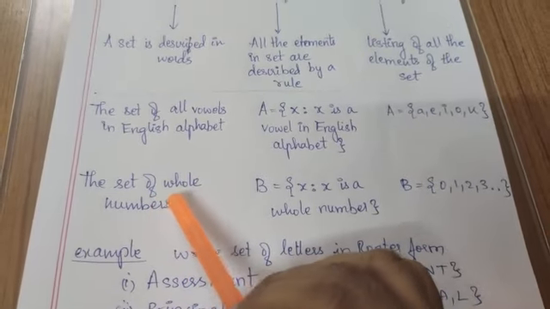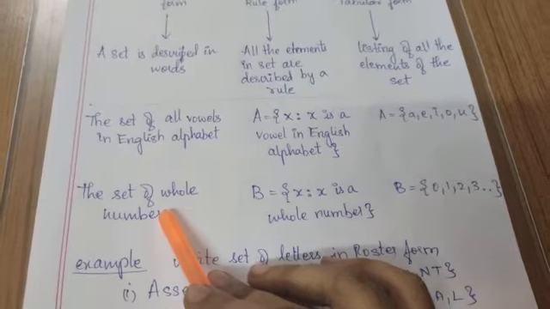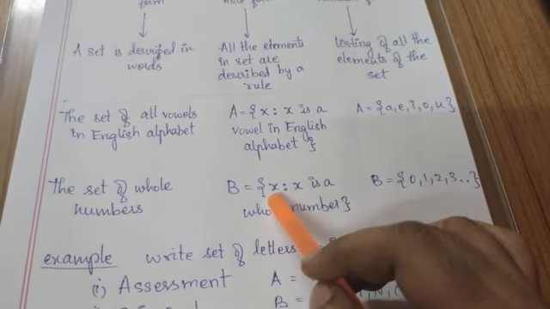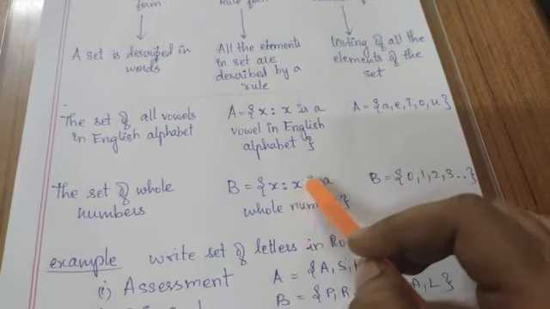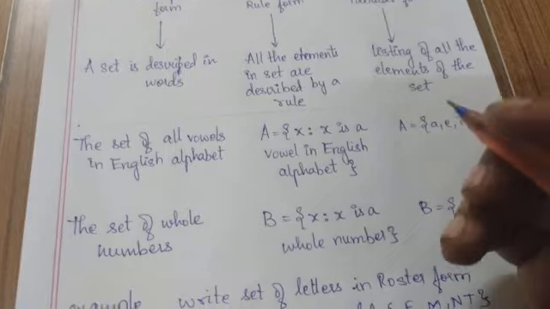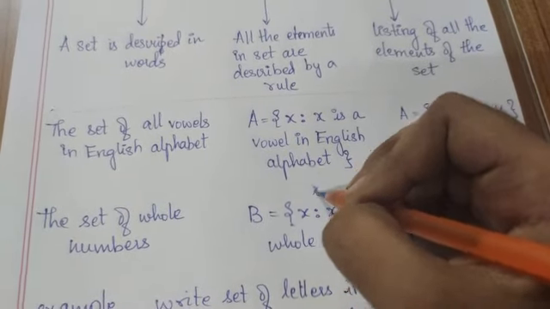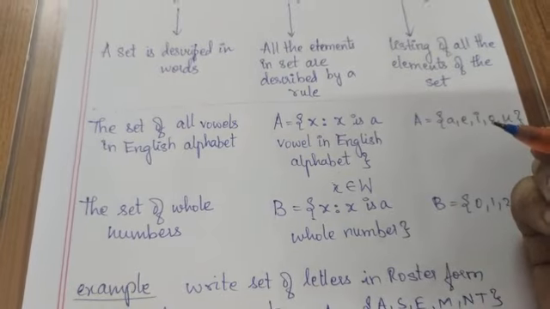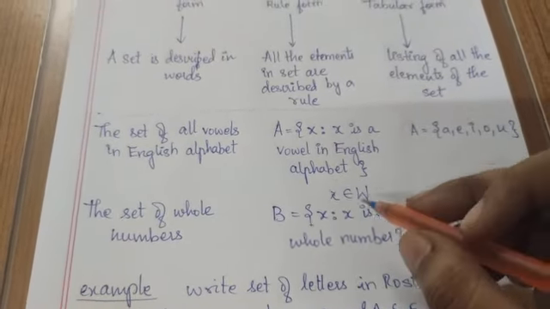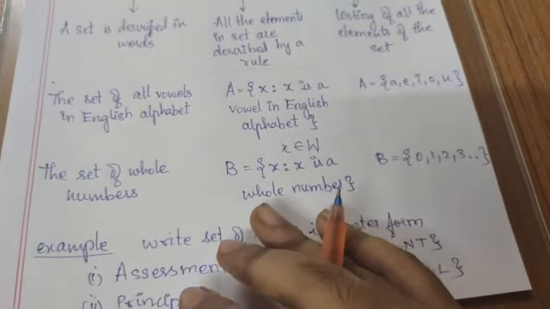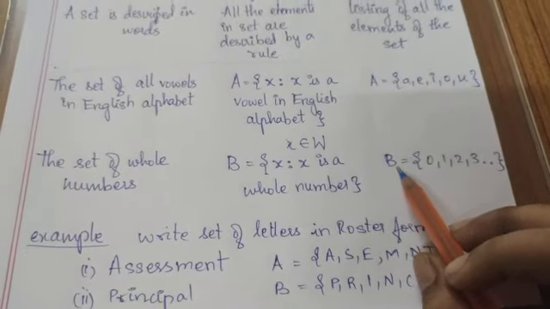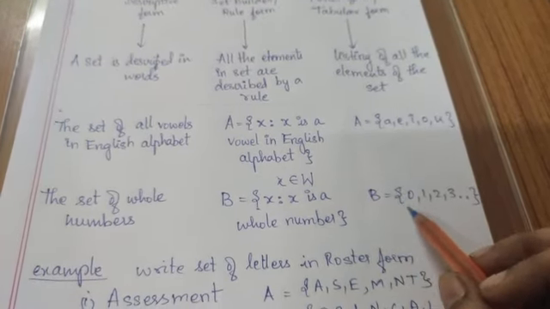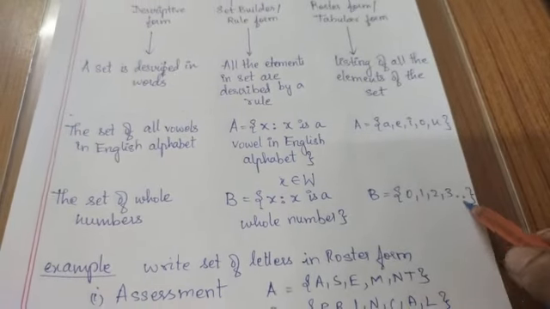Another example consider பண்ணுவோம். Set of whole numbers, it is in descriptive form. So இதை வந்து set builder formல எழுதணும்னா x be equal to x such that x is a whole number அப்படின்னு எழுதுவோம். Instead of x is a whole number பதிலா you can also write x is an element of capital W. So we know capital W stands for whole numbers. So you can write it as x element of W. So if you want to list out the set in roster form, x equal to the set of 0, 1, 2, 3, etc. Okay.